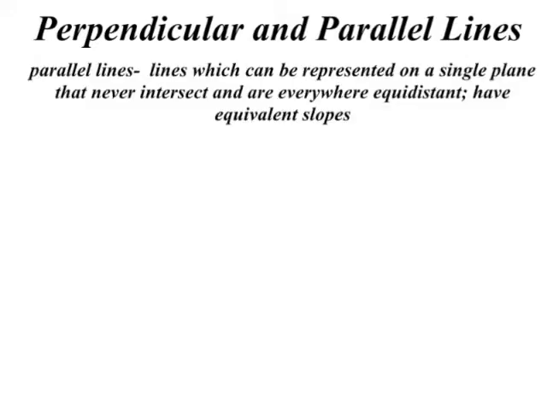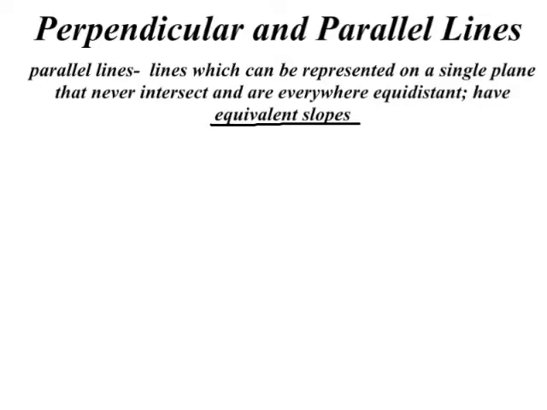So first of all, parallel lines. Parallel lines are lines which can be represented on a single plane that never intersect and are everywhere equidistant, meaning that they're like railroad tracks, like you learned in elementary. They never touch. And the important thing for us when we look at these is that they have equivalent slopes.